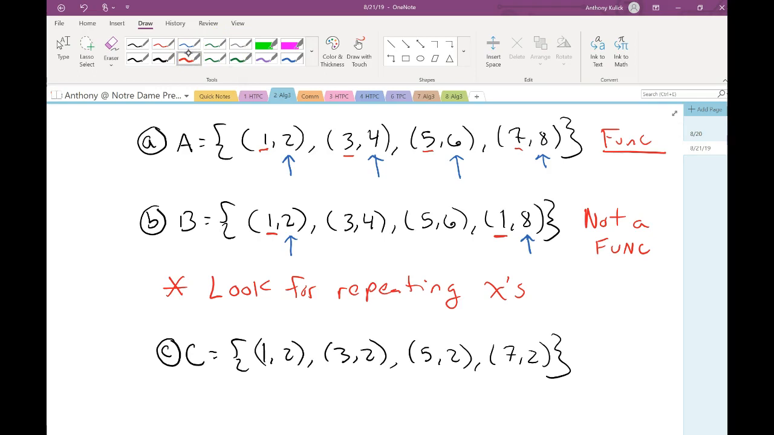So here let's consider the set (1, 2), (3, 2), (5, 2), and (7, 2). I notice here that 1 is paired with only one number. It's a 2. That 3 is paired with only one number. It's a 2. 5 is paired with only one number. It's a 2. 7 is paired with only one number. It's a 2. This is a function. Even though the y coordinates repeat, we haven't violated the definition of a function.